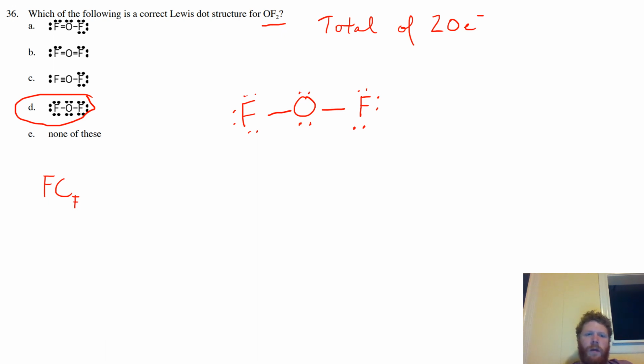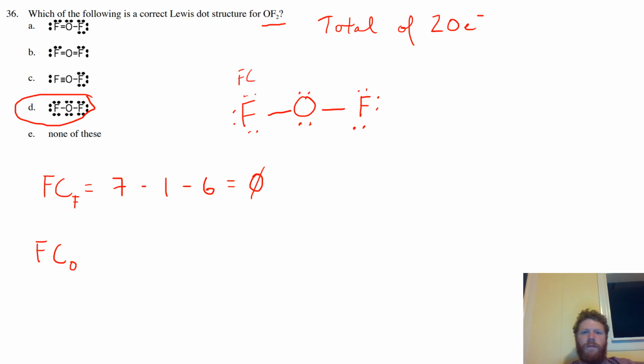lone pairs of electrons. Figuring out the formal charge for oxygen, well, there's only one oxygen atom. So our formal charge for fluorine is going to be 7 valence electrons minus our number of bonds, which is 1, minus our unshared electrons, which is going to be 6. So 2, 4, 6. 7 minus 1 minus 6 gives us 0. So we have a formal charge of fluorine, Fc equals 0 for each fluorine. So that's a good sign. We're headed in the right direction.